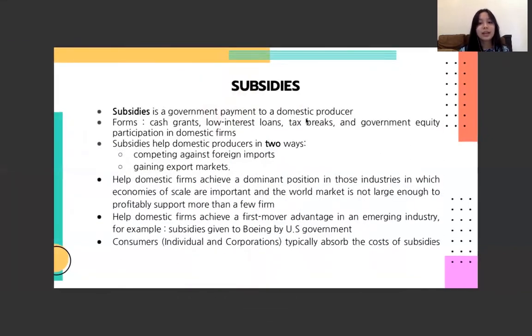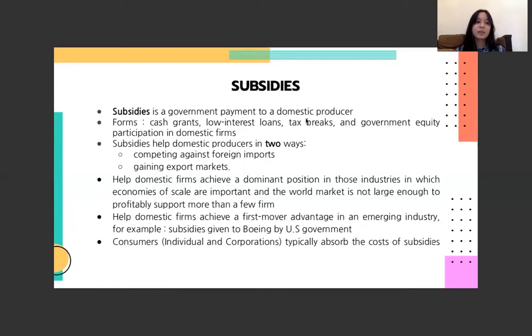The second instrument is subsidies. A subsidy is a government payment to a domestic producer. Subsidies take many forms, including cash grants, low-interest loans, tax breaks, and government equity participation in domestic firms. By lowering production costs, subsidies help domestic producers in two ways. First is competing against foreign imports, and second is gaining export markets. The main gains from subsidies accrue to domestic producers, whose international competitiveness is increased.